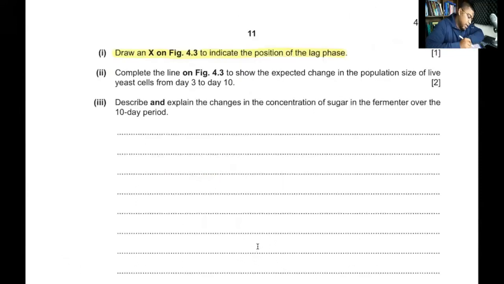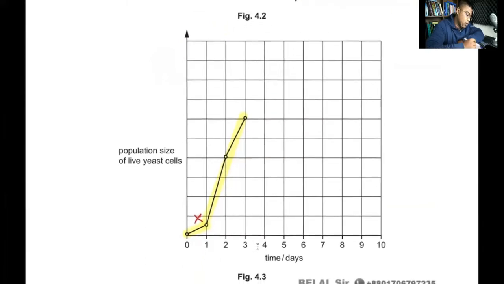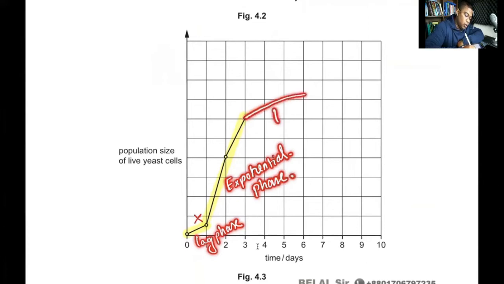All right. Complete the line on figure 4.3 to show the expected change in the population size of live yeast cells from day 3 to day 10. All right. So usually the population follow a sigmoid curve. So there is an initial lag phase. We usually see a lag phase. And after that, we see an exponential phase, followed by a log phase.